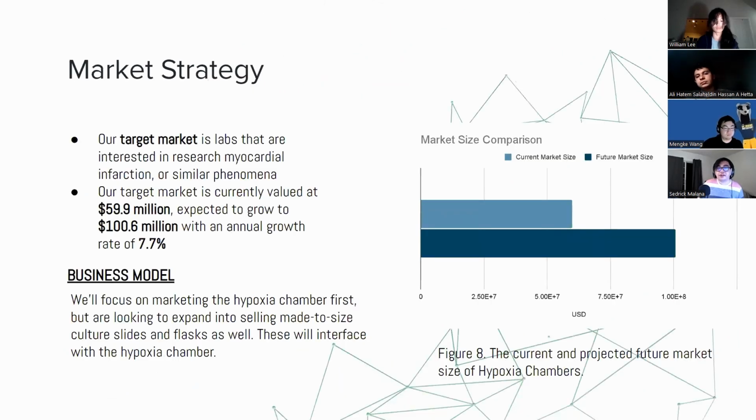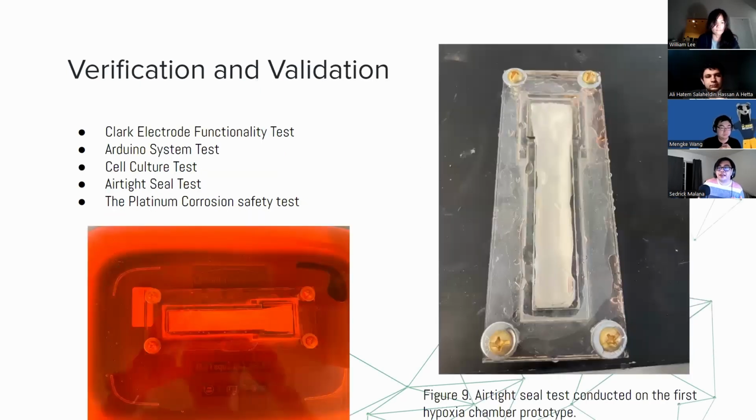Our target market is any sort of tissue engineering lab that is interested in myocardial infarction or other similar hypoxia-causing diseases. Our target market is currently valued just under 60 million, expected to grow at a rate of 7.7% annually to a level of about 100.6 million. Our business model focuses on marketing and selling the hypoxia chamber itself first, and eventually, maybe later on down the line, selling culture slides and flasks that fit within that hypoxic chamber. And then after that, I'm passing it off to Munko Wong, our hardware lead.